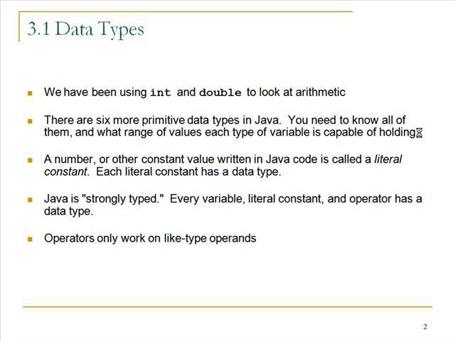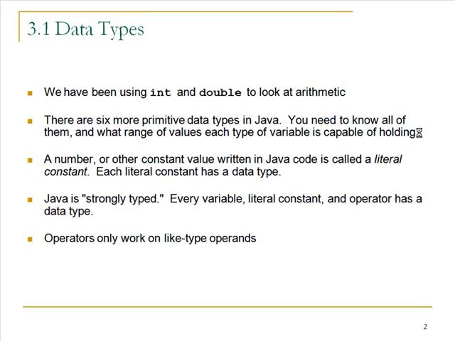And you also need to know when you write numbers in your program, or you write some constant values in your program, like the number 10, this is called a literal, or a literal constant. And the literal constants also have data types. I'm introducing here the concept that Java is a strongly typed language. So every variable has a data type, the literal constants have a data type, and the operators have data types. It's obvious that the variables have data types because you have to use the name of a data type to declare one. But it's not so obvious that the literal constants and the operators also have data types.